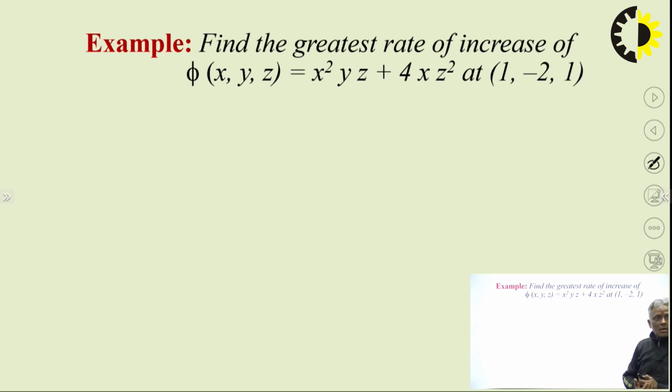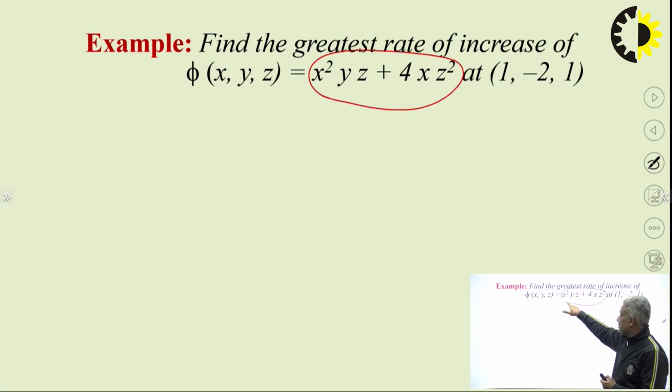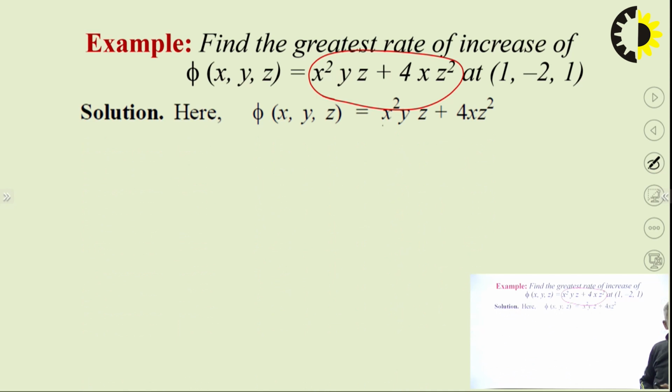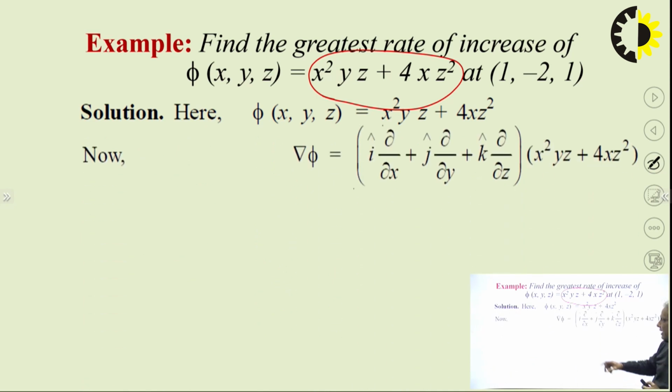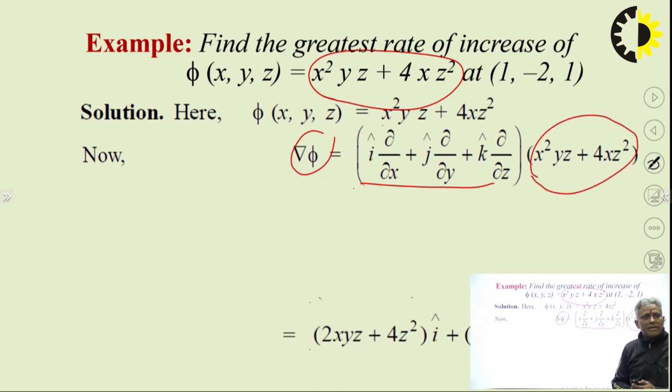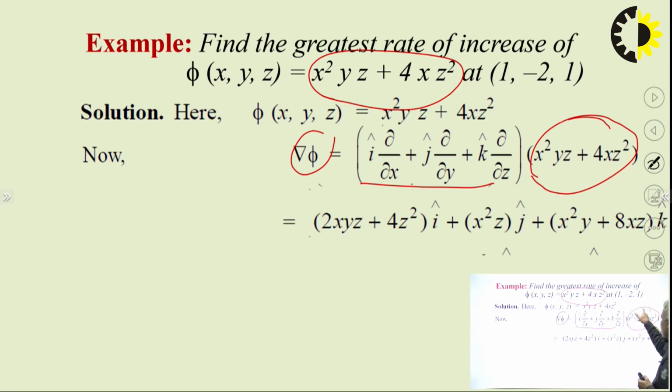Now I calculate this with the help of a numerical problem. Find the greatest rate of increase of this. First of all we find the gradient of this surface at this point and calculate the magnitude. Grad phi is this: the value of del is this and the value of phi is this. So first we calculate the partial derivatives with respect to x, y, z. Differentiation with respect to x will give 2xyz plus k 4z square; with respect to y, x square z; and with respect to z, this.